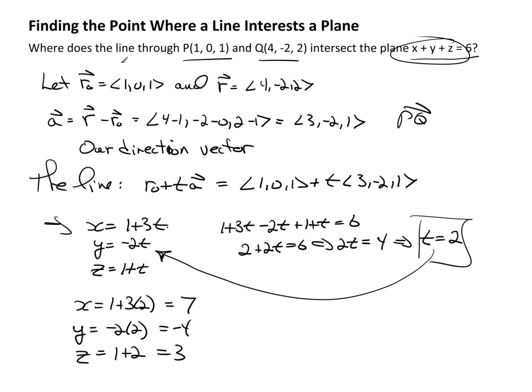So where does the line that passes through these 2 points intersect the plane x plus y plus z equals 6? It happens at the coordinates 7, negative 4, and 3.